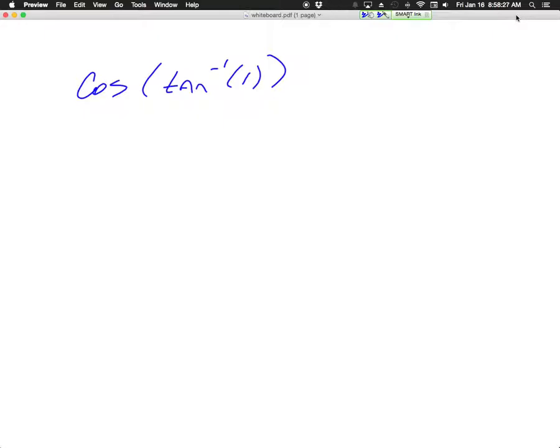Is the answer 1 over square root of 2? Yes. Share with everybody how you got that, AJ. Because the inverse tangent of 1 is pi over 4. So that means this is pi over 4, and cosine of pi over 4 is 1 over square root of 2, or square root of 2 over 2.